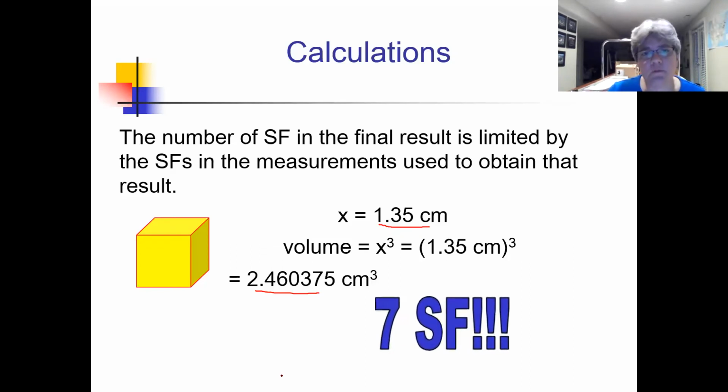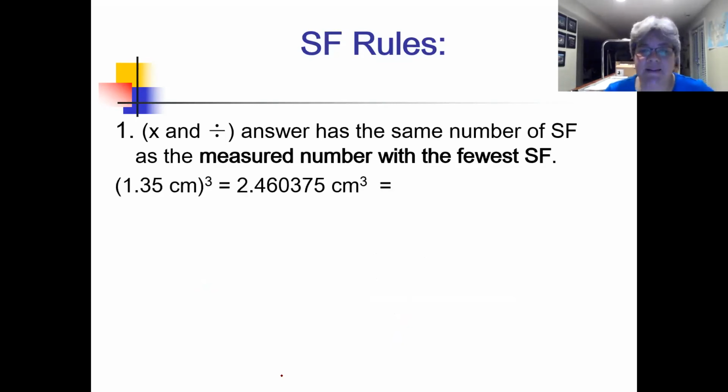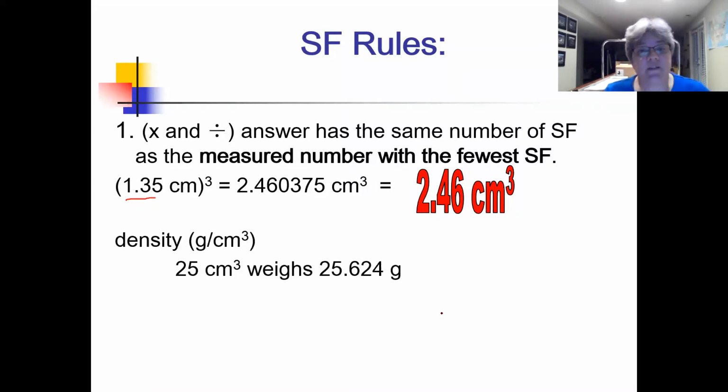So the first rule is for multiplication and division. So for this one, your answer will always have the same number of significant figures as the measured number with the fewest. So going back to this example, if I measure this and I have 3 significant figures, then my answer should have 3 significant figures. So your answer you should give is 2.46 cubic centimeters. Let's look at another example.